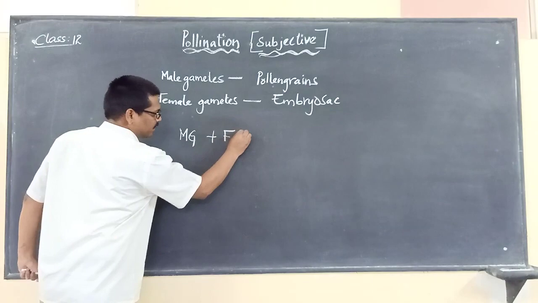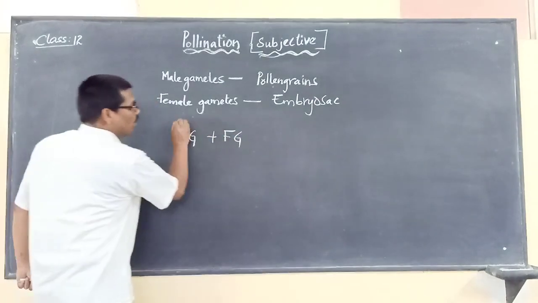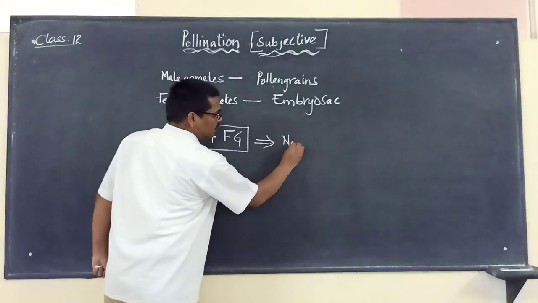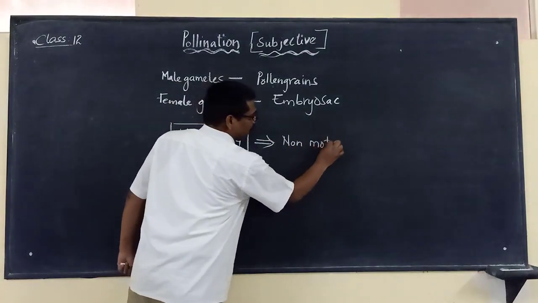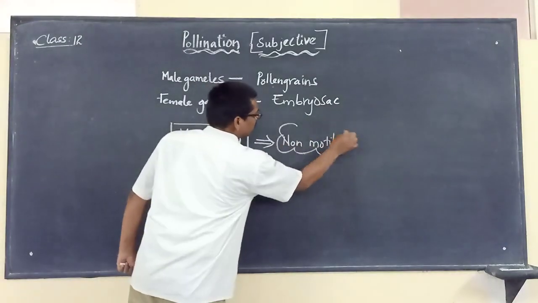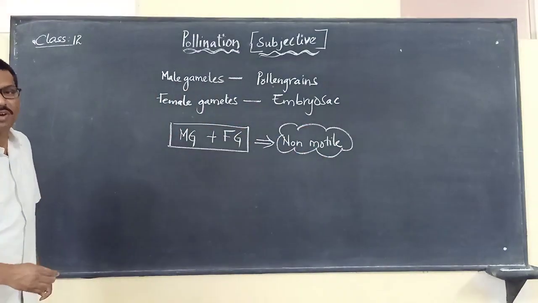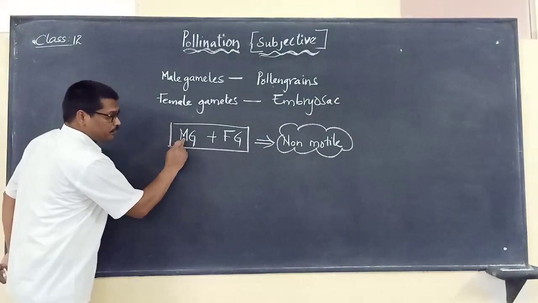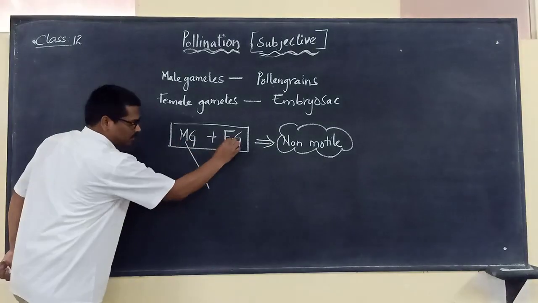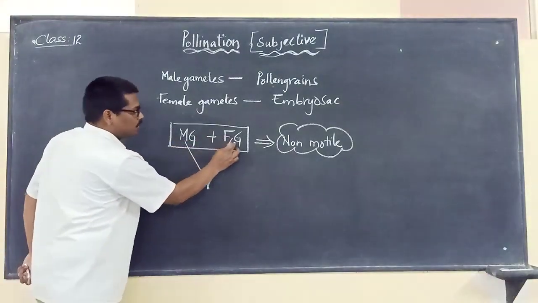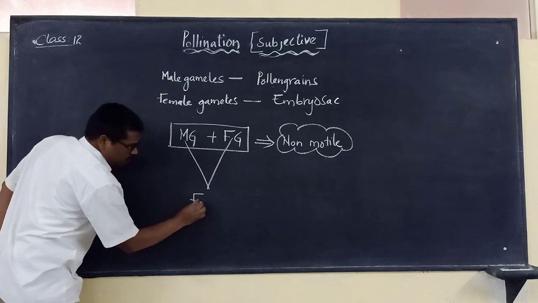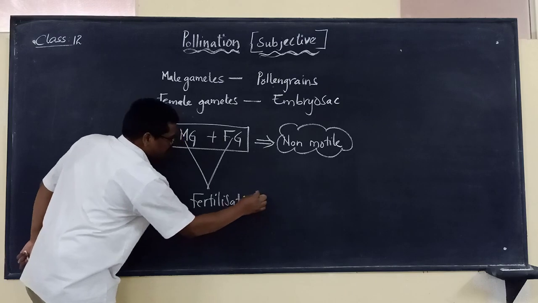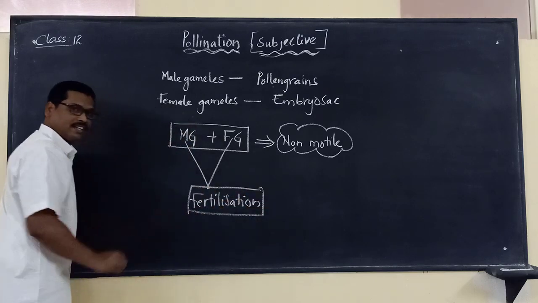and the female gametes both are non-motile. They cannot move by themselves in order to participate in the process called fertilization. So what is fertilization? Fusion of male gamete with the female gamete is called fertilization.